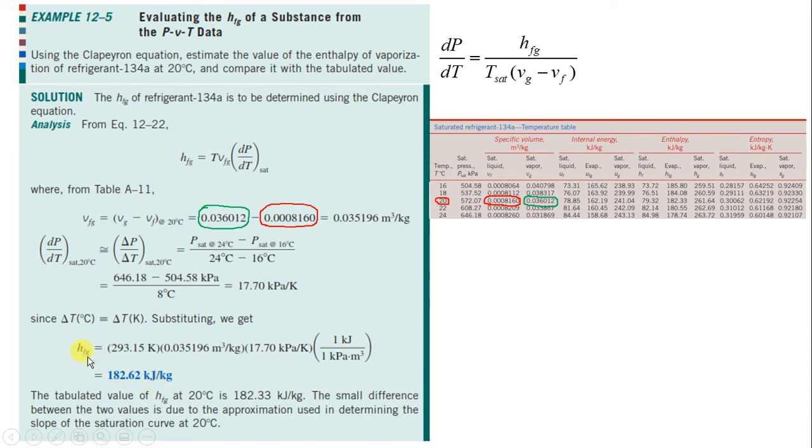This is the enthalpy of vaporization. Now you can see this value and compare it with the 20 degrees Celsius hfg. So this value is 182.62 and this value is 182.33. Okay, so it is matching, and a small difference is there, that is because of some approximations. So in this way, using the Clapeyron equation, you can calculate the enthalpy of vaporization.